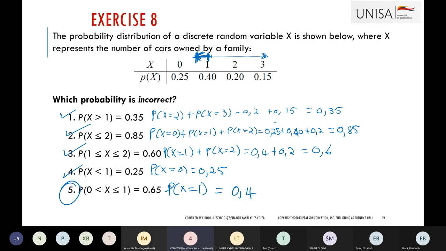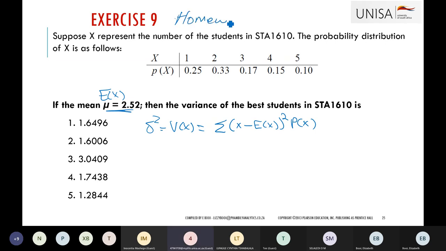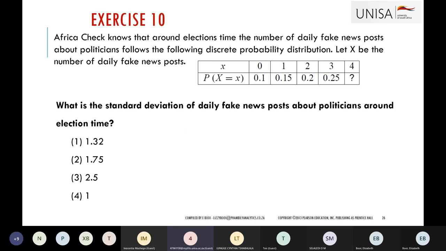And this is your homework. You can go and do this. They have already calculated the mean, so you can just use the mean to answer the question, because they want you to calculate the variance, which is sigma squared, or V(X), which is the sum of your observation minus the expected value, squared, times the corresponding probability. They already gave you the expected value. All you need to do is substitute and calculate the rest of the values. That is your homework. This you can also do as homework.